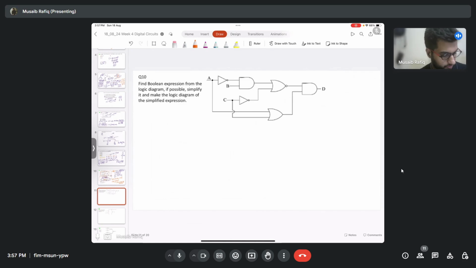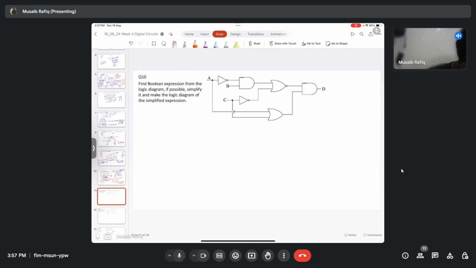Now I have this question for you guys. I'll solve it simultaneously. You can also do it at your place. So we have this question which says: find the Boolean expression from the logic diagram. We are given this logic diagram and we need to find the Boolean expression from it. If possible, simplify it, and then make the logic diagram of the simplified expression.